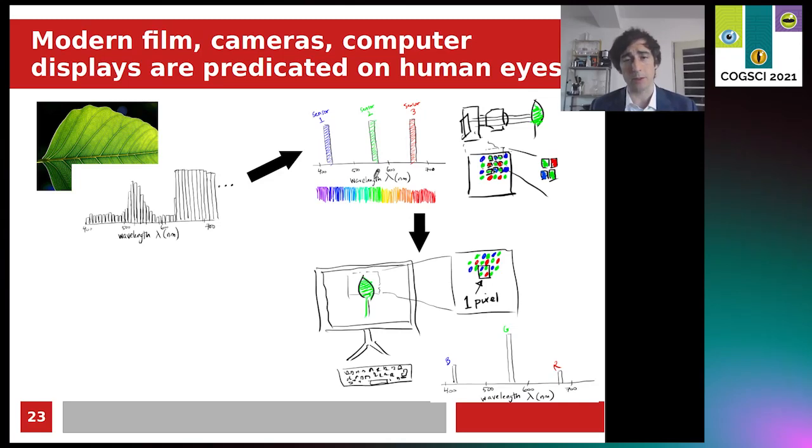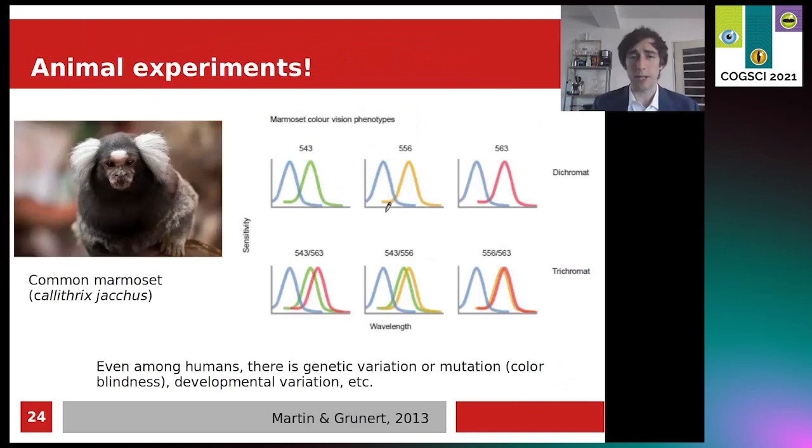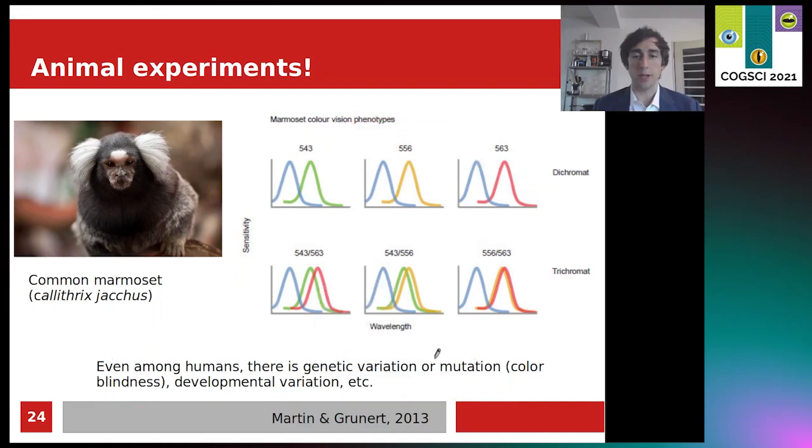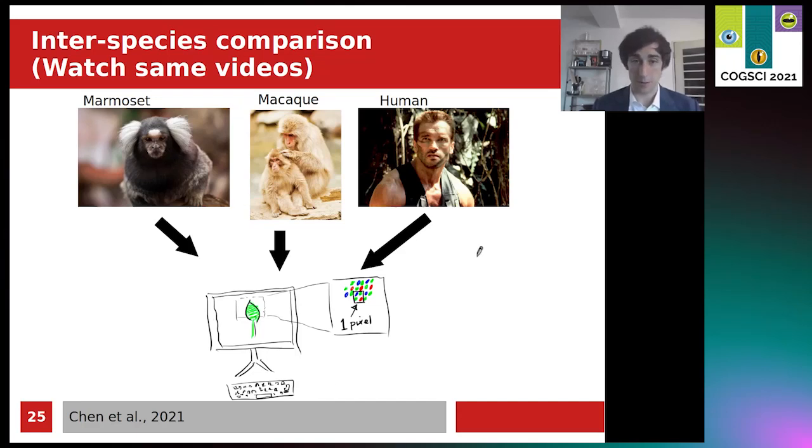This is really a problem. So the conclusion is that film, cameras, and computer displays are all predicated on human eyes, and so we have to be careful. Even if we're not dealing with fictional predator animals, even for real animals like the common marmoset, which I work with, there are many different phenotypes among the marmosets, dichromats, trichromats, with differently sensitive cone receptors. And even among humans, you have genetic variation or mutations that cause things like color blindness, or developmental variation causing different parts of the eyes to have different densities of different types of photoreceptors, causing different relative color perception.